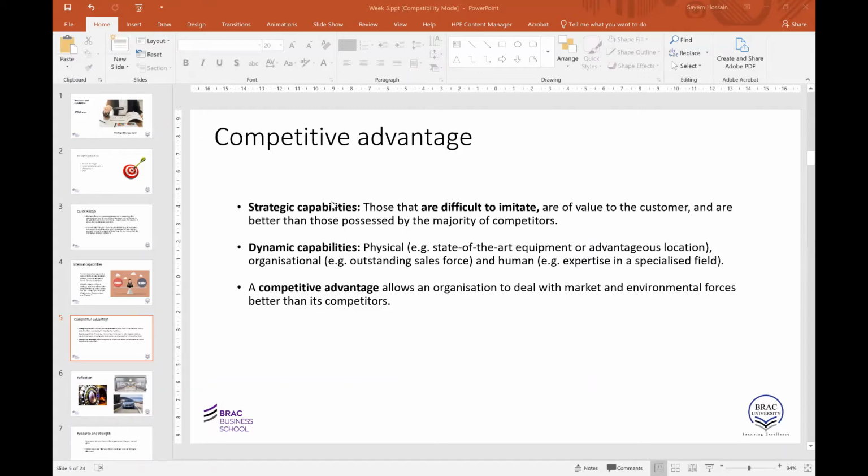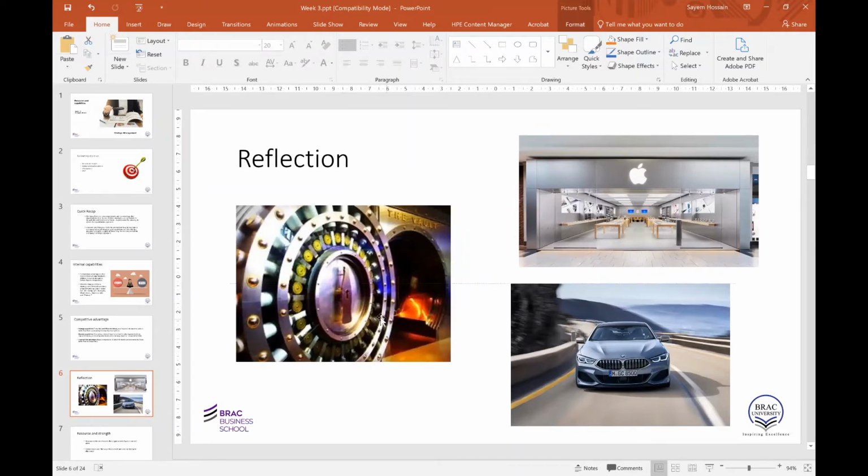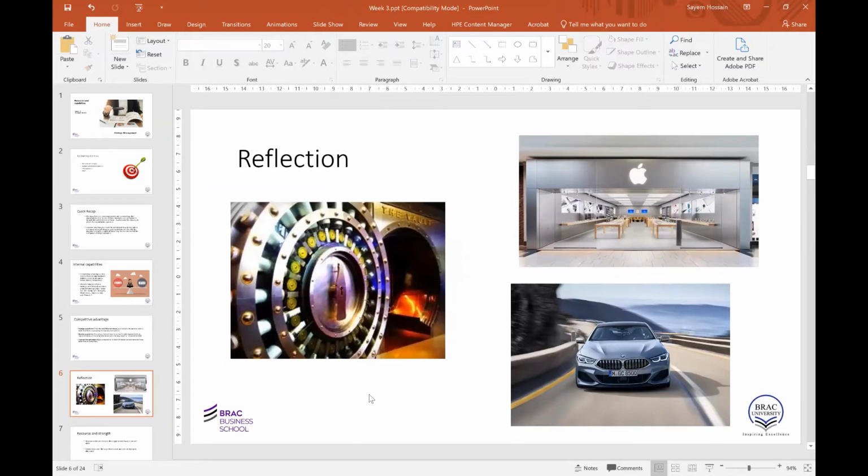Okay, so now let's have a quick reflection. And I want all of you to just carefully understand and then also relate, because I'm going to ask you some more examples. So here are some images. Now the first image, does anyone know what this image is called, or any background about this image? It's hard to tell. It looks like a vault, right? So this is the vault where the secret of Coca-Cola is.